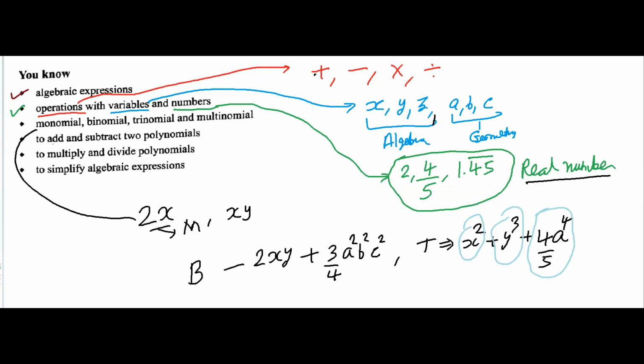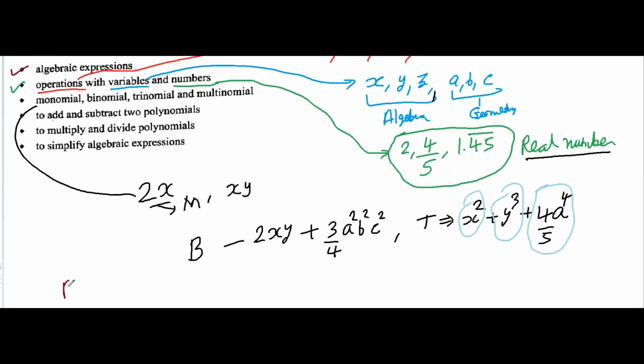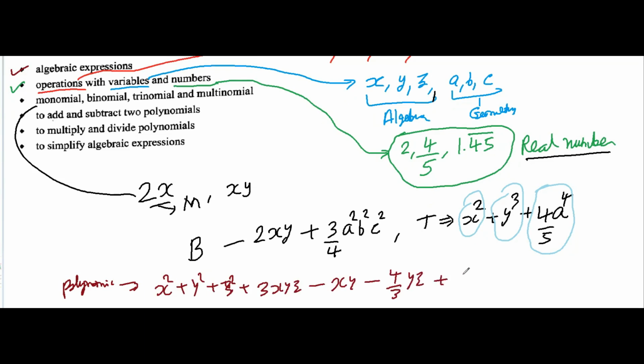Okay, then we have also learned what is polynomial. So polynomial means we can have many terms, more than three terms. So it could be say x square plus y square plus z square plus 3xyz minus xy minus 4 by 3 yz plus say zx plus z cube. All these entire terms which I have written are called a polynomial.